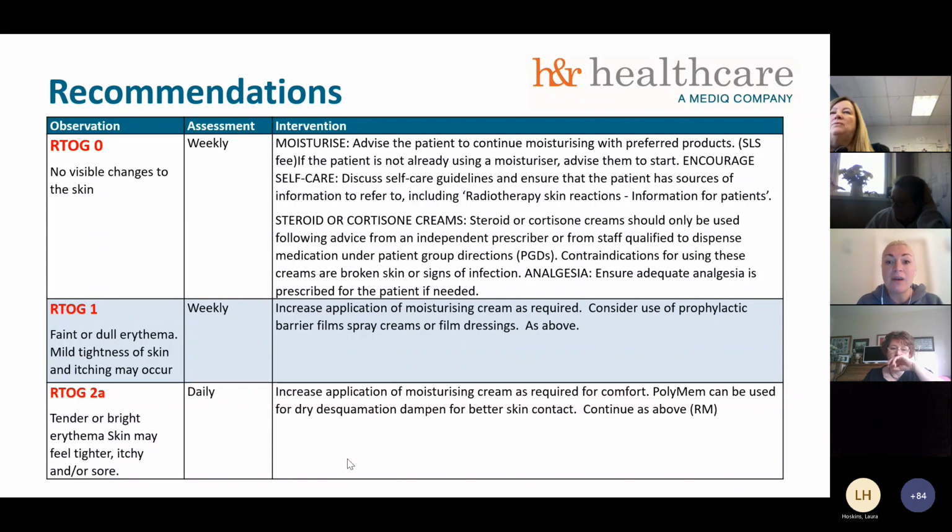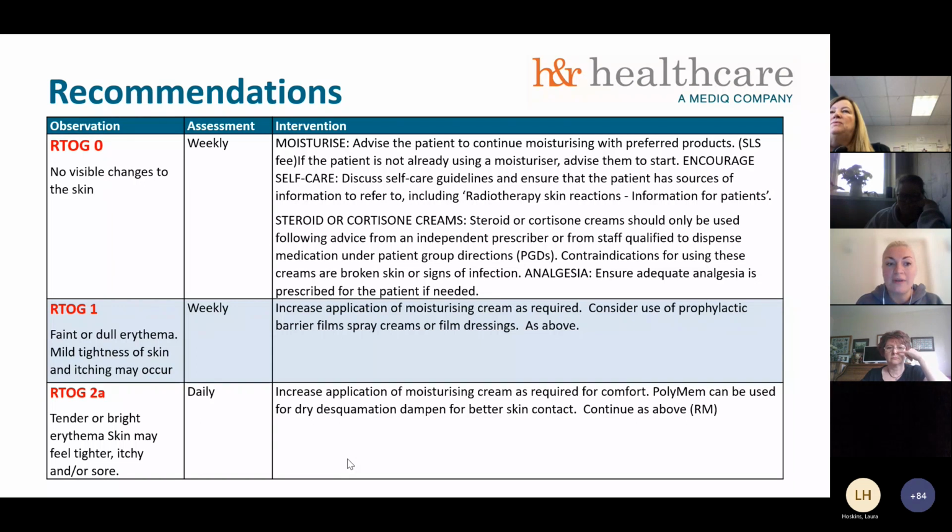If we refer back in our minds to the cycle of radiotherapy, we've got perhaps our faint or dull erythema or some changes to skin pigmentation. Skin is all still intact. Carry on with your moisturiser and increase as required. There is some recommendation in the Royal Marsden about the use of prophylactic barrier films, sprays or creams, but continue as above with the moisturising.